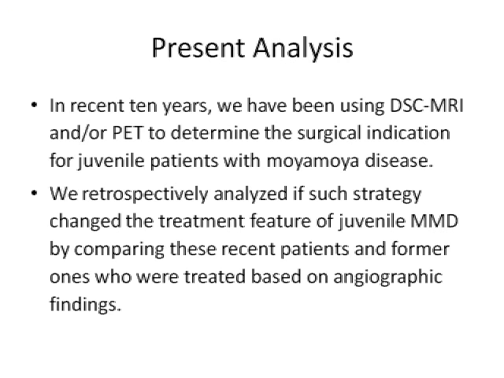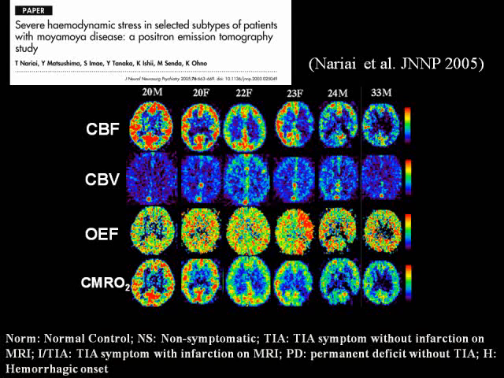In recent 10 years, we have been applying DSC MRI perfusion-weighted imaging, or for selected patients PET, to determine the surgical indication of juvenile patients with Moyamoya disease. We analyzed how such a strategy changed the treatment feature of juvenile Moyamoya disease by comparing these patients' trend with the former ones who were treated based on angiographic findings. This is the background of our former studies.